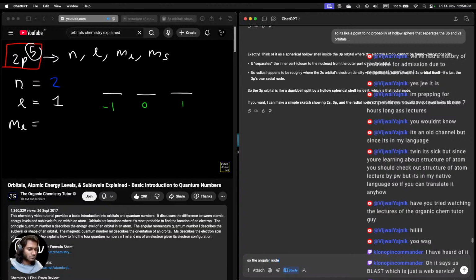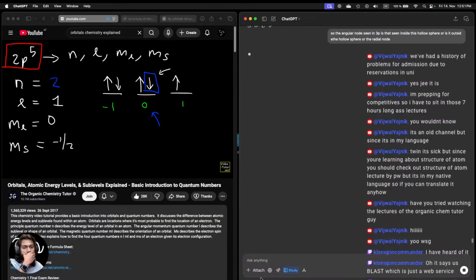Now we need to focus on the 5th electron in the P sublevel. So here's the first one, the 2nd, the 3rd, the 4th, and the 5th. So the 5th electron is found in this orbital, which has an ML value of 0. Now the electron's spin is based on what we have here. We have a down arrow, so the spin is minus 1/2. So that's a quick and simple way in which you could find the 4 quantum numbers that correspond to a specific electron.